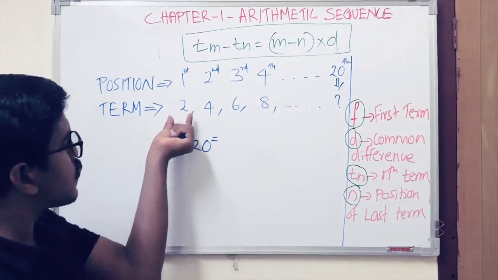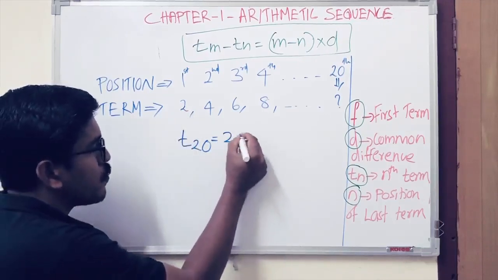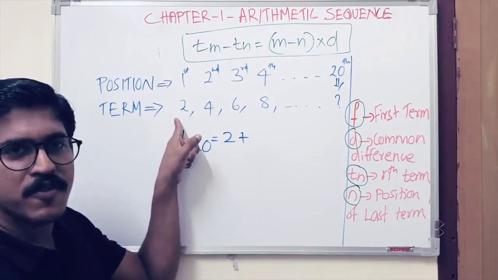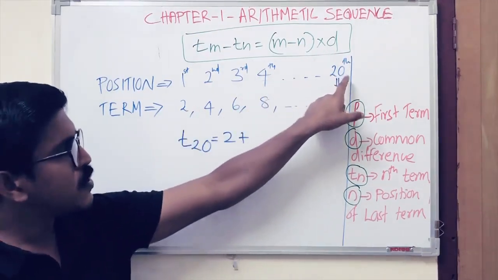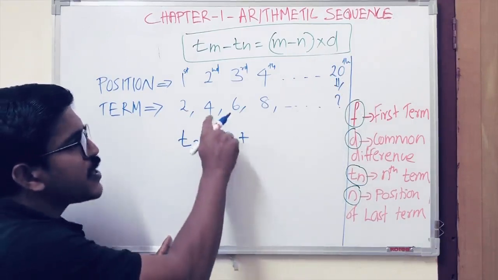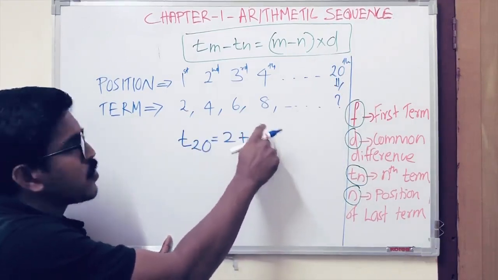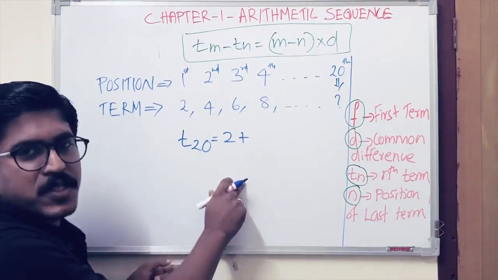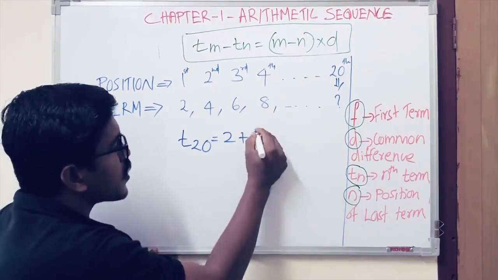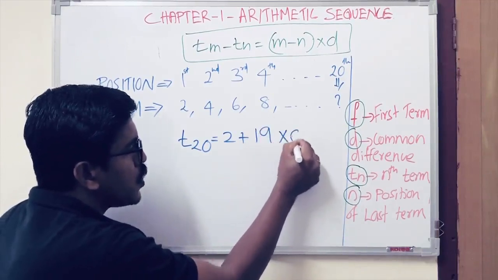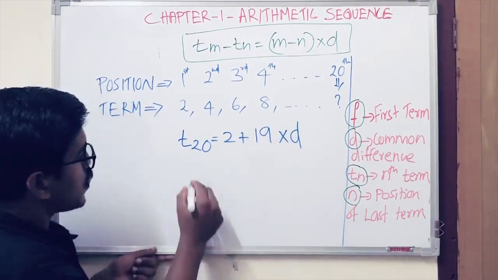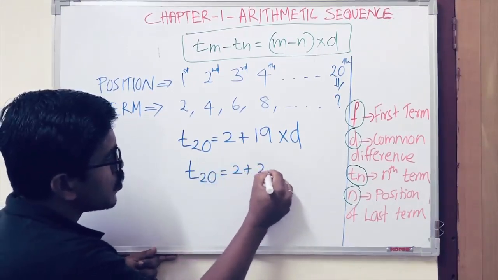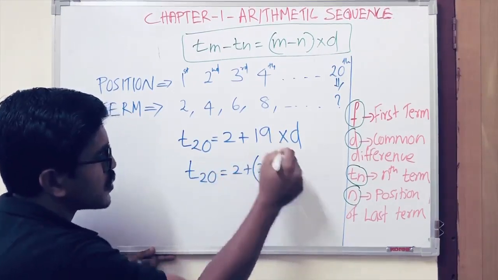We know that this is the first term, that is 2. Starting from 2, how many times does the common difference need to be added to get the 20th term? That is 19 times, since 1 plus 19 is 20. So 19 times the common difference needs to be added. Instead of adding, we can write 19 into d. I can rewrite this as T20 is equal to 2 plus (20 minus 1), that is 19 itself, into d.